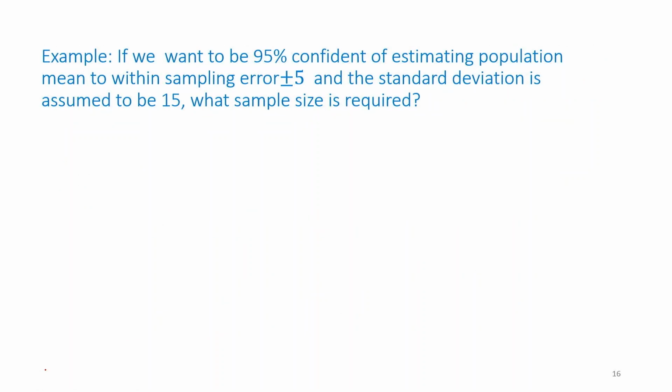Another example we'll take. If we want to be 95% confident of estimating the population mean to within a sampling error of plus minus 5, and the standard deviation is assumed to be 15, what sample size is required? So in this case, we want to know the value of small n.